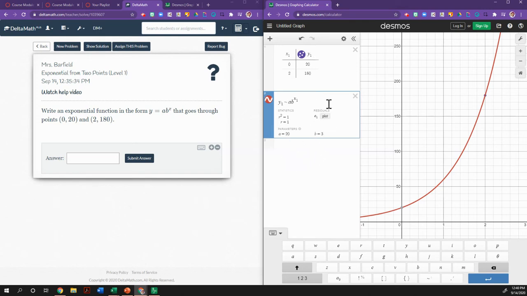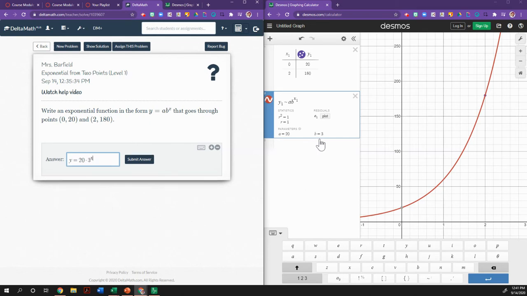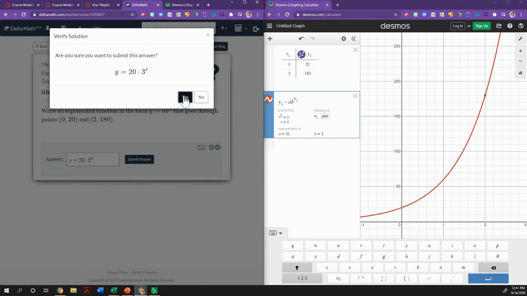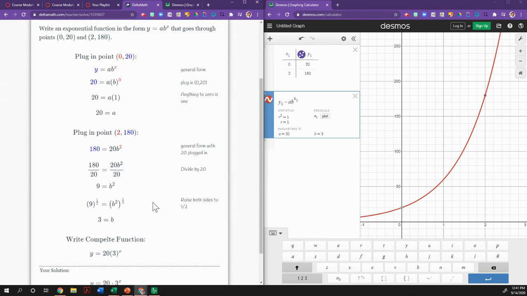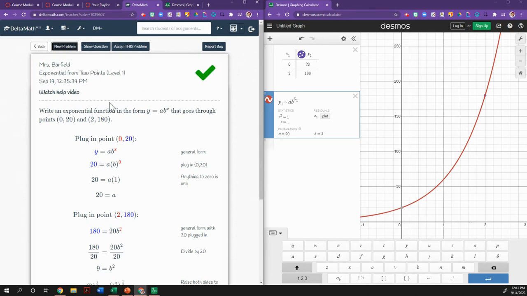Now we've got some information here, and we have to know what do we write here in Delta Math. Well, you look right here at parameters: a equals 20, b equals 3. So you're going to write y equals, and instead of a, you're going to write 20, and then times, and b is 3, and then exponent x. I took my values right here, a equals 20, b equals 3, and I plugged them in right here. I'm going to hit submit my answer. Yes, and there's my check sign. That's how you're going to do level 1.